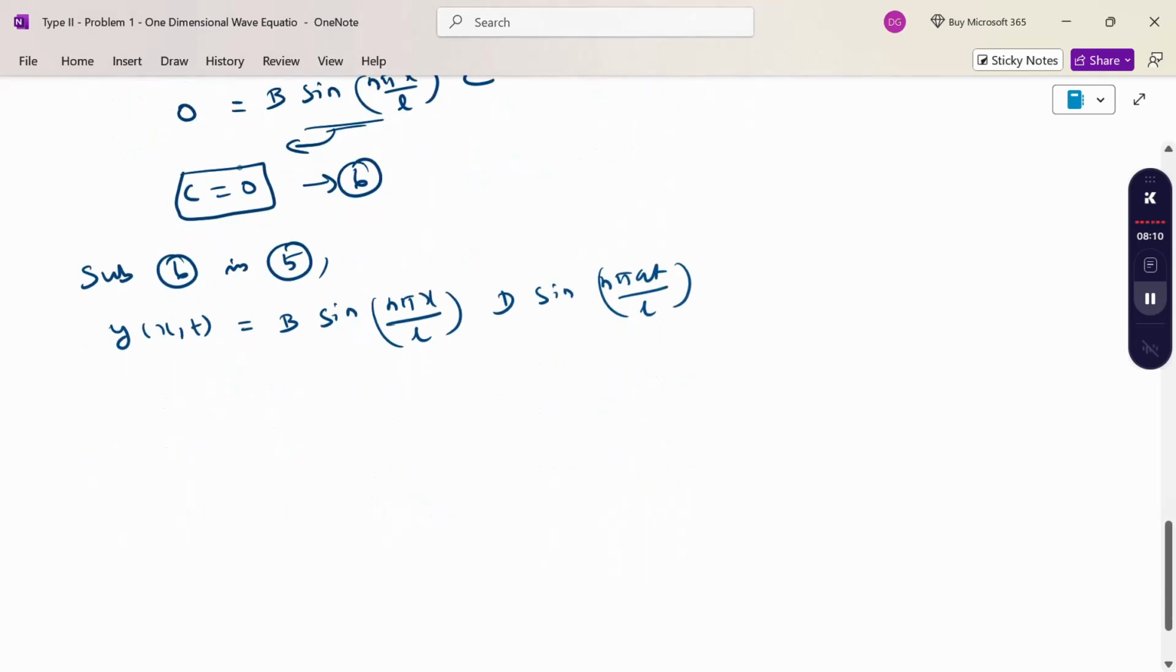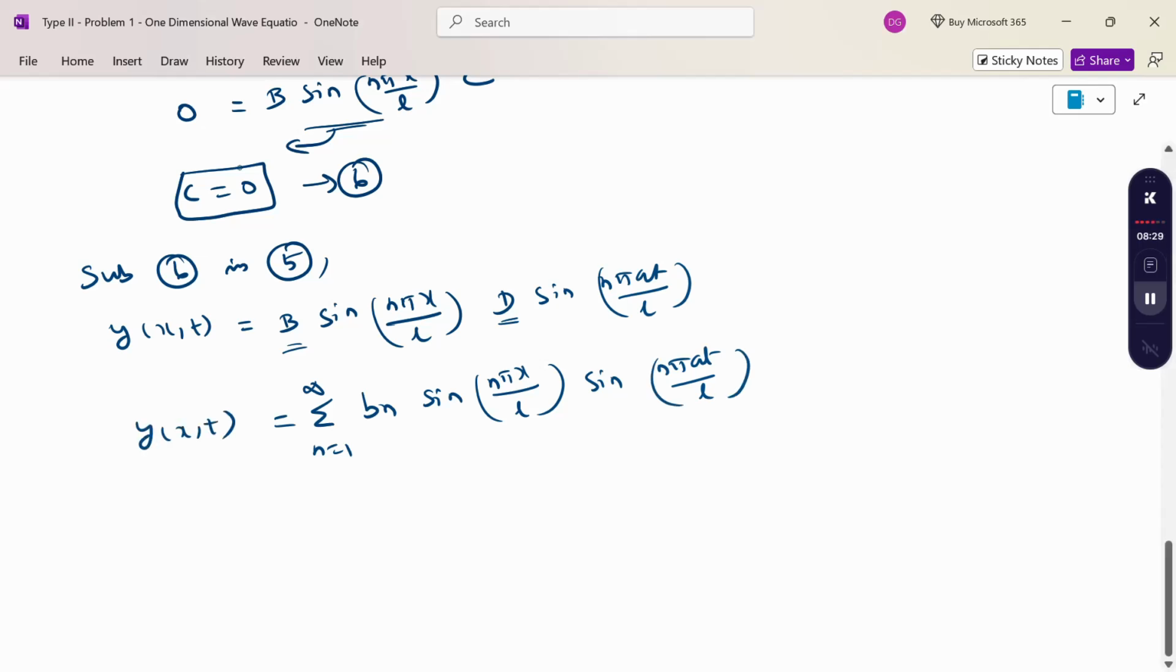Now in this equation I'm combining b and d into a constant: y(x,t) = sum from n equals 1 to infinity of bn sin(n pi x by L) sin(n pi at by L). Consider this the 7th equation. Next, using the 4th equation in the 7th.